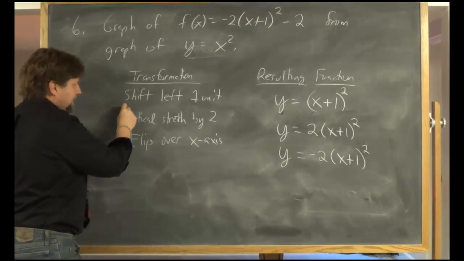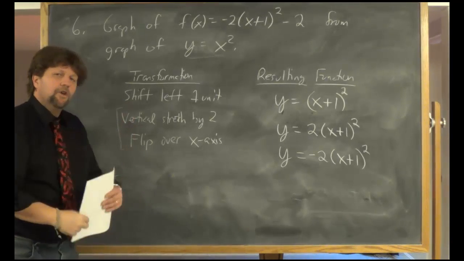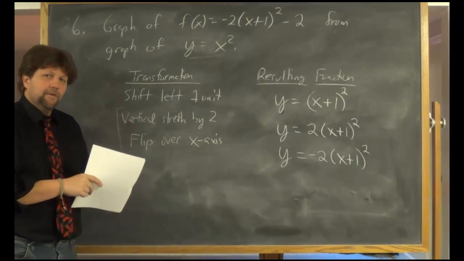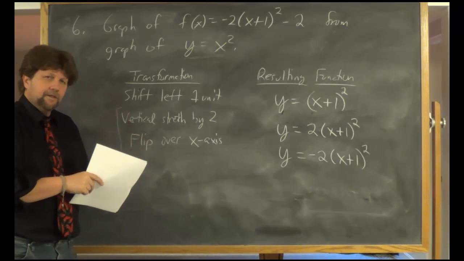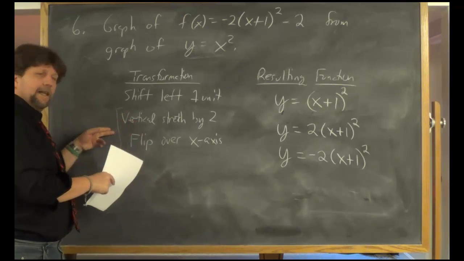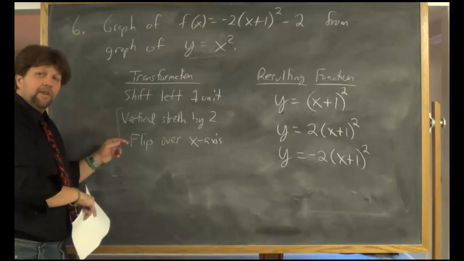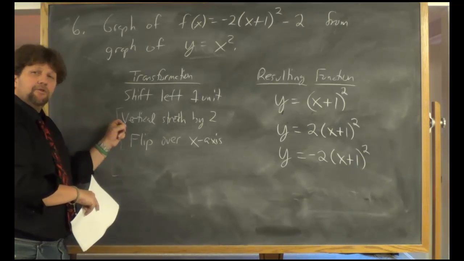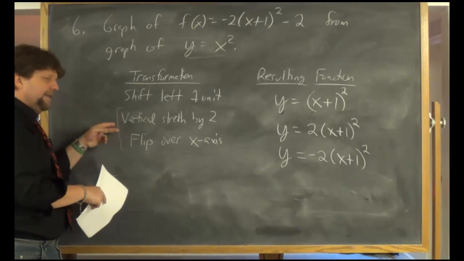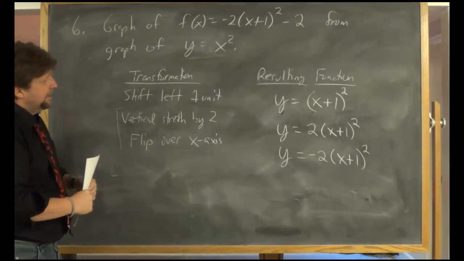It would be these 2 steps right here that you could combine into one. You could combine these 2 individual transformations into one transformation. For one step here, you could say flip it over the x-axis and stretch it vertically, or do a vertical stretch by 2. So you could combine these into one transformation.